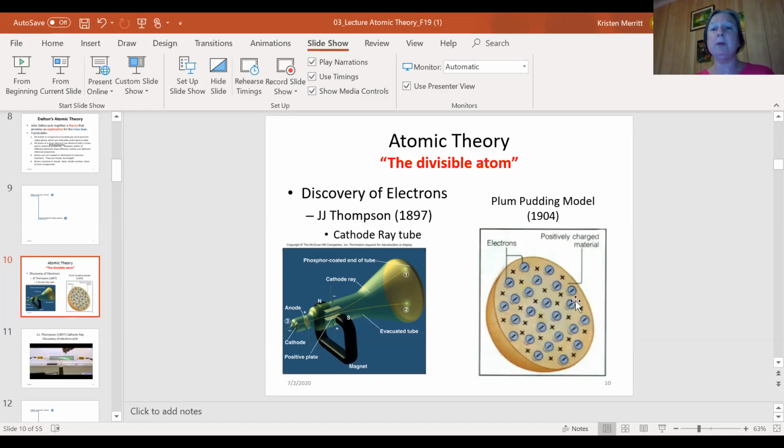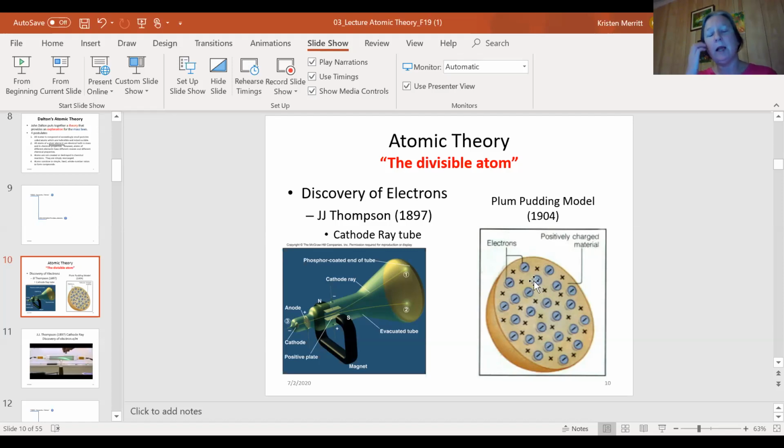This is called the plum pudding model. As I explained, the plum pudding is a British dessert filled with dried fruit and nuts, which maybe you can think of as the blueberry muffin model. And the electrons are the blueberries scattered all in there, and the muffin is the positive matrix.